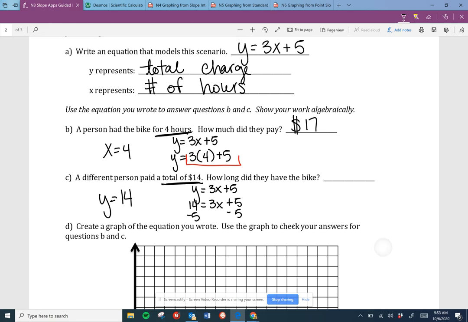And so I know my slope is 3. I know it's going up $3 every hour. So that would make sense, right? 3 hours would be $14. And then up here, 4 hours would be $17. So that is all making sense.